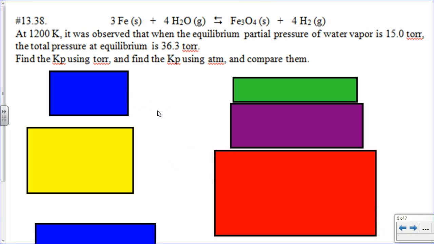Okay, number 38, another pressure-related equilibrium problem using a KP. In this one, we're asked to find a KP value both using the units of torr and the units of atmosphere, and then to compare those two. So this is a little different to start off with.